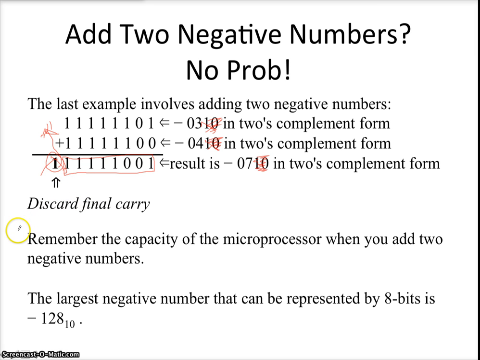Why do you discard it? Well, because it just kind of falls off the planet. Your microprocessor, if it's an 8-bit machine, only recognizes 8 bits. Unless you do some other things to concatenate or append 8 bits together, it's just going to get rid of this guy. So the largest negative number that can be represented is -128.